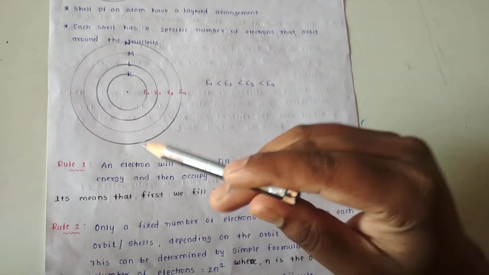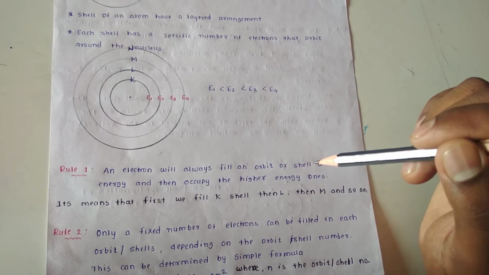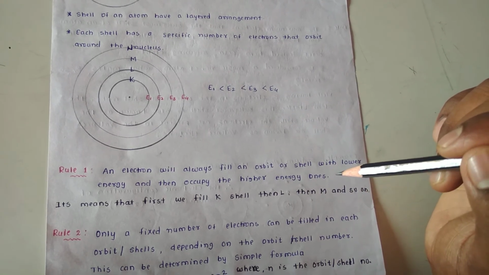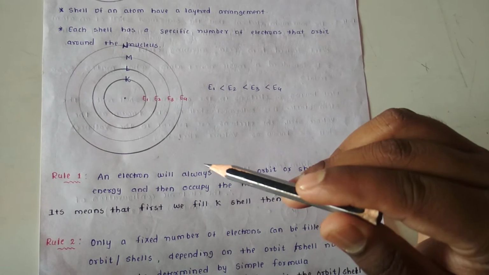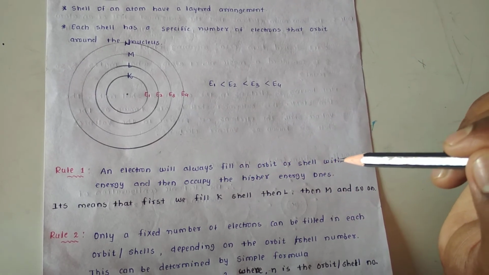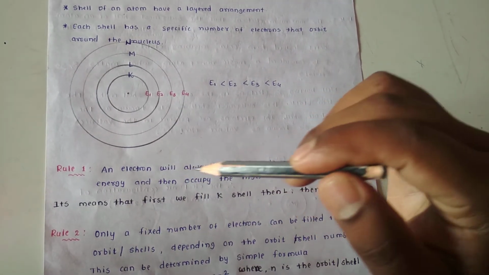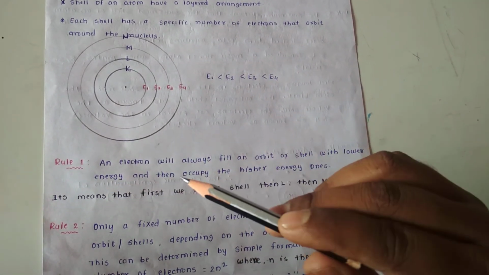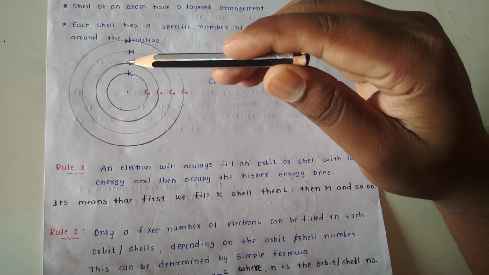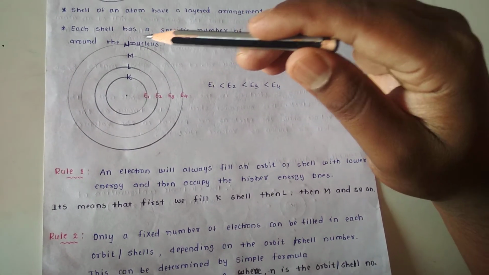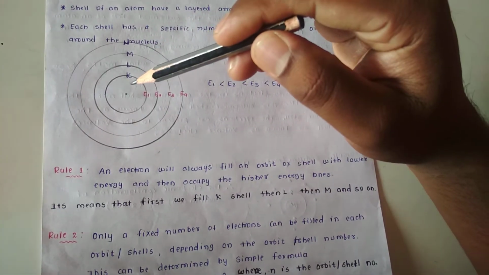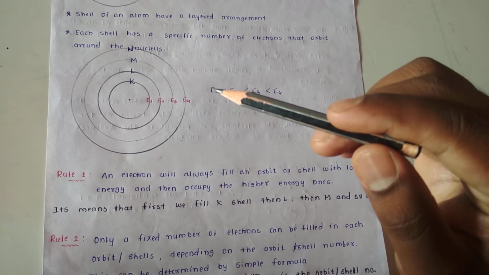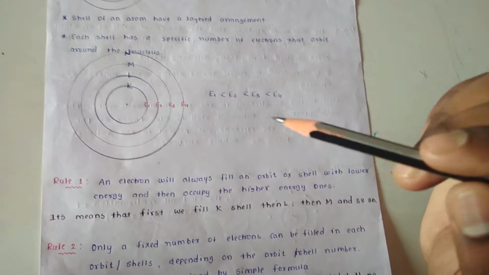So what is the first rule? An electron will always fill an orbit or shell with lower energy first and then occupy the higher energy ones. It means that first we fill the K shell, then L, then M and N. In this way we fill the electrons in the particular shells.